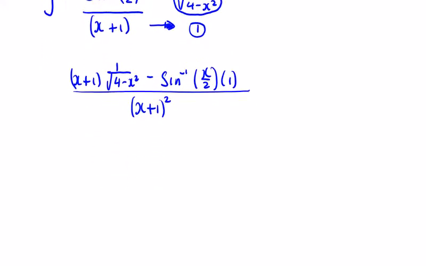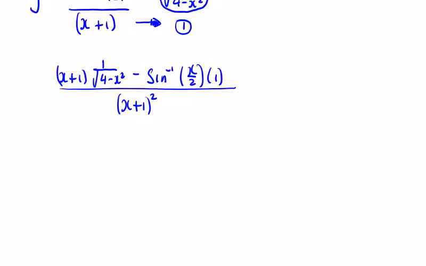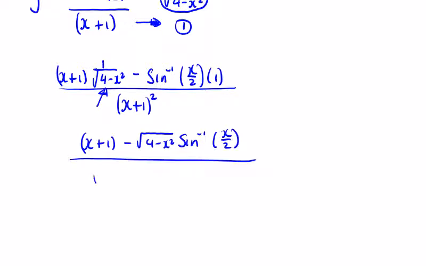Following the same procedures that we've done all the time, we want to get rid of that square root in the bottom, the 4 minus x squared in here. So if I multiply everything by the square root of 4 minus x squared, I'm going to get x plus 1 minus the square root of 4 minus x squared by the inverse sine of x over 2 on top. And on the bottom, I'm going to get the square root of 4 minus x squared by x plus 1 to be squared on the bottom.